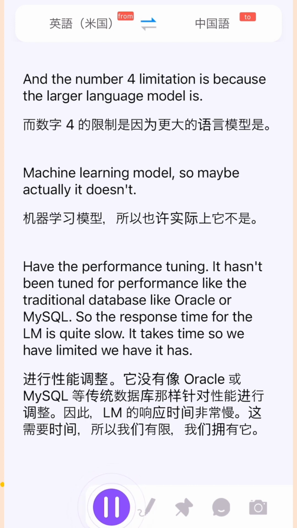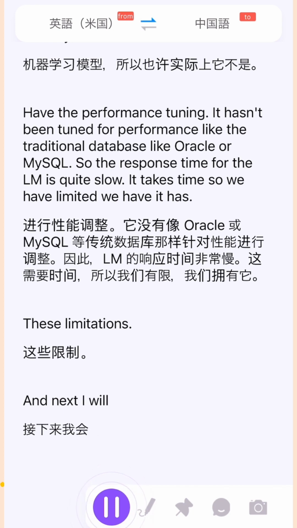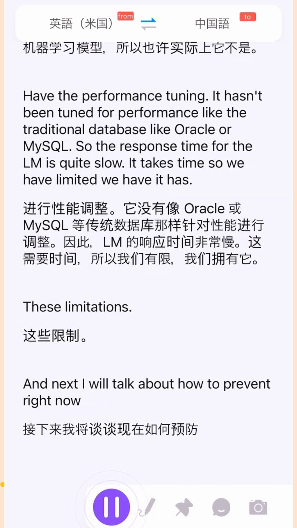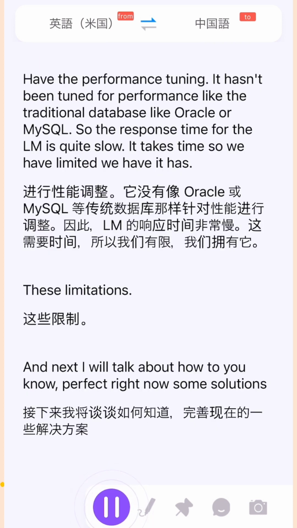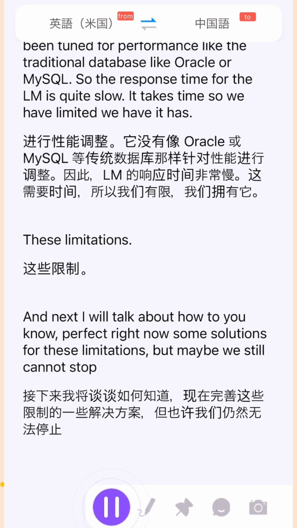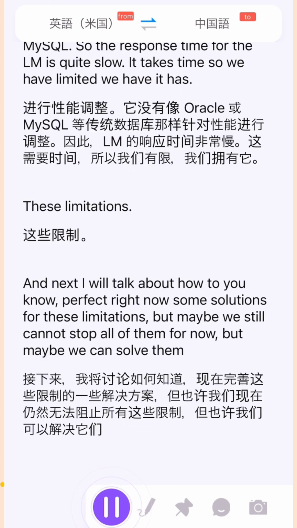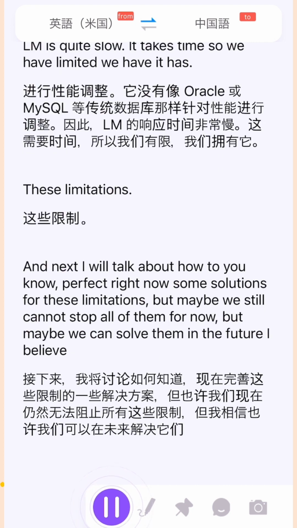These are the limitations. Next, I will talk about some solutions for them right now. Maybe we still cannot solve all of them for now, but maybe we can solve them in the future, I believe.